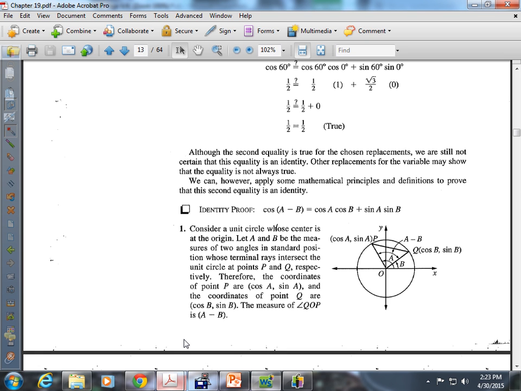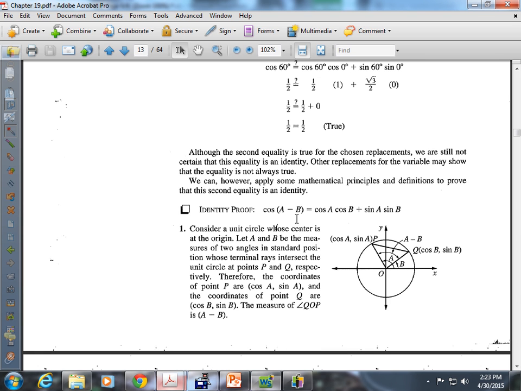Okay? We want to prove, and we're just going to do the proof for the cosine of A minus B. The other three are pretty much following the same process. So we're going to try to prove the identity here that the cosine of A minus B is equal to the cosine of A times the cosine of B plus the sine of A times the sine of B. And what we're going to do is just follow along with this one. So let's take a look at what we've got here.